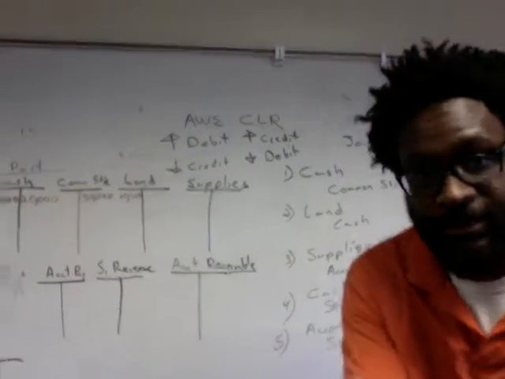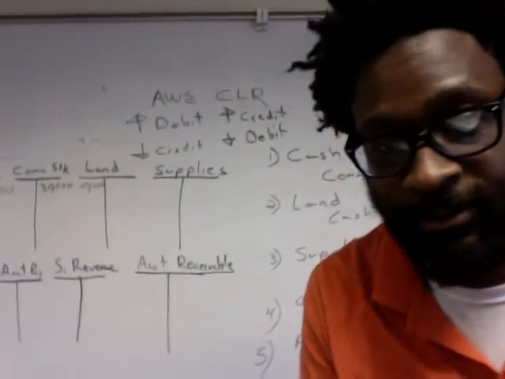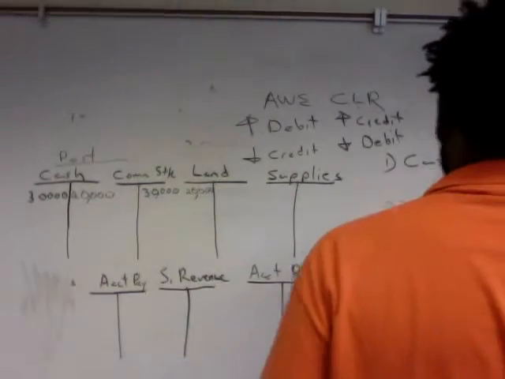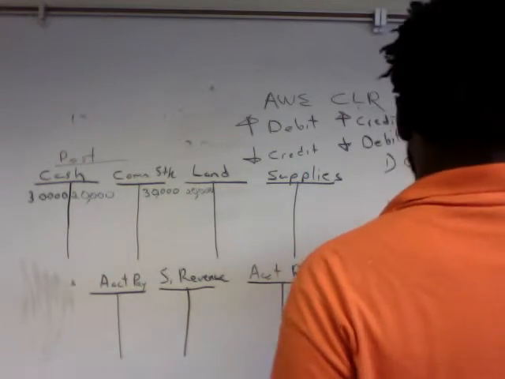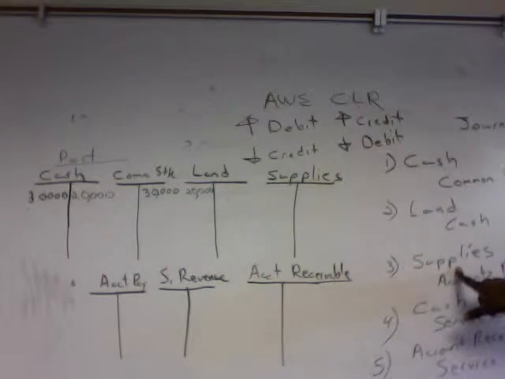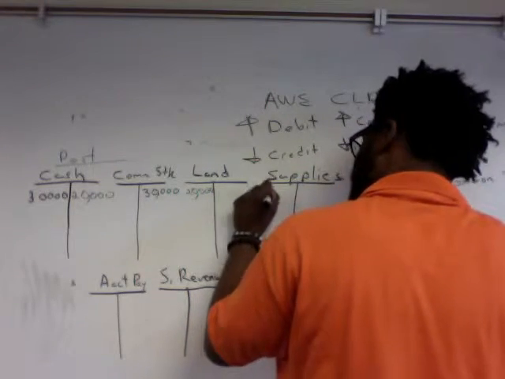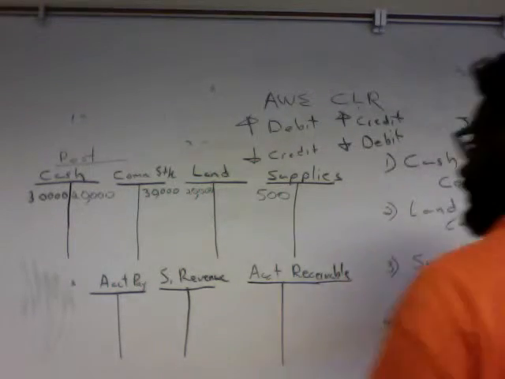Hopefully you guys can see this. Let's help y'all out right there. Okay? We see that cash was, we did that already. We see that supplies was debited for $500. We saw that accounts payable was credited for $500.